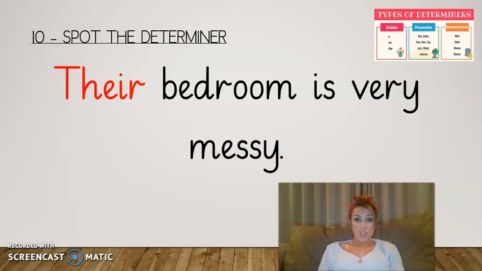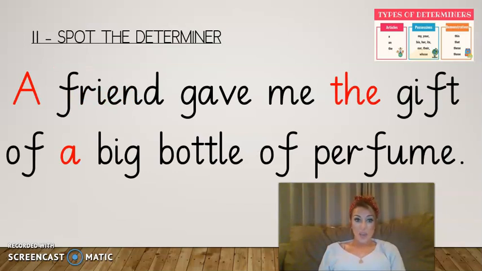So the main thing I wanted you to do was find the determiner. If you've told me what kind of determiner it is, that's amazing. That's an extra bonus, but it doesn't mean that you have to do that. So don't worry if you haven't told me what kind it is. The main thing I want you to do is find the determiner before the noun or noun phrase. And number 11 was a bit tricky because there were 3 in this sentence. A friend gave me the gift of a big bottle of perfume. So all 3 of those determiners are actually articles.